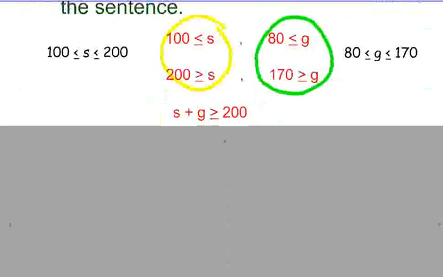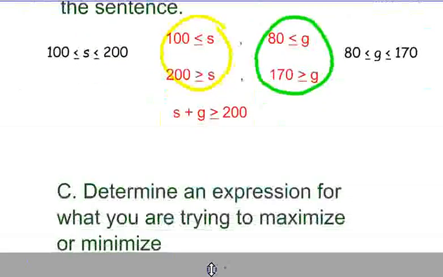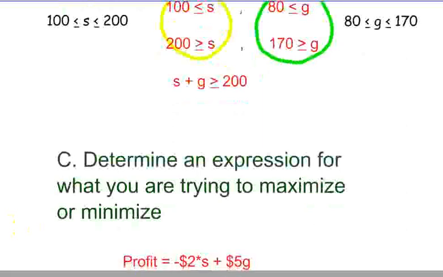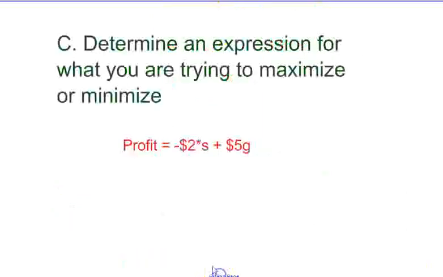In this case, we use this expression of what we're trying to maximize, and we get the profit is equal to negative $2 times S plus $5 times G. I should have put times G there. That's what we're trying to figure out: what S and G will give me the largest profit. And if we're trying to minimize it, we try to find the S and G that gives me the minimum profit. So where do we get the potential S and G's from?